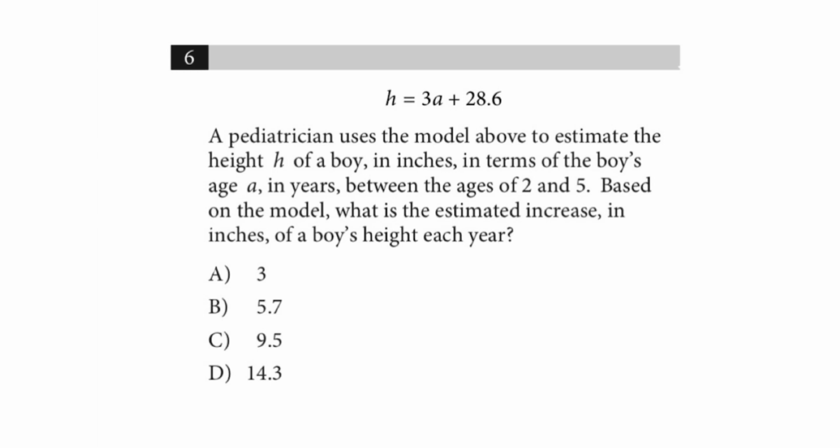The most important part of this question is to just pay attention to the fact that it says estimated increase in inches of a boy's height each year. Each year part basically means that the variable A represents the number of years. So whatever number A is being multiplied by, that's the estimated increase. So 3A means the answer is just 3.